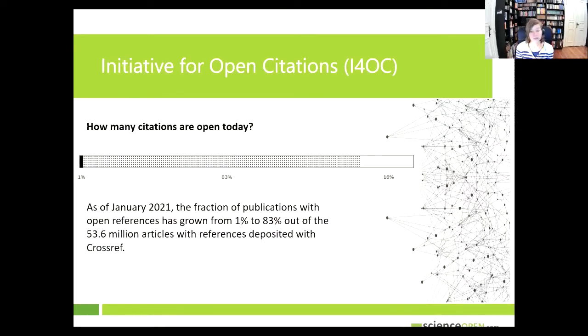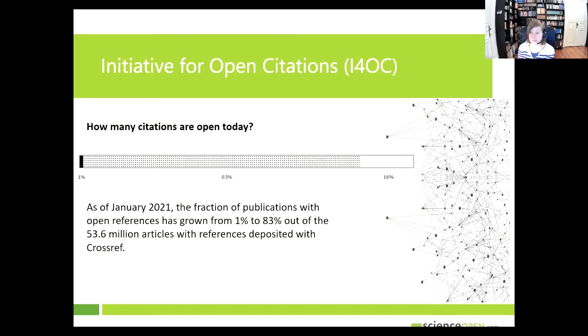One of the important players in getting more citations available is the Initiative for Open Citations. So this is actually even a little bit older than the Initiative for Open Abstracts. If you look at the work that they've done, as of January 2021, the fraction of publications with open references has grown from 1% when the initiative started to 83% out of the 53.6 million records with references deposited on Crossref. This is an amazing achievement.